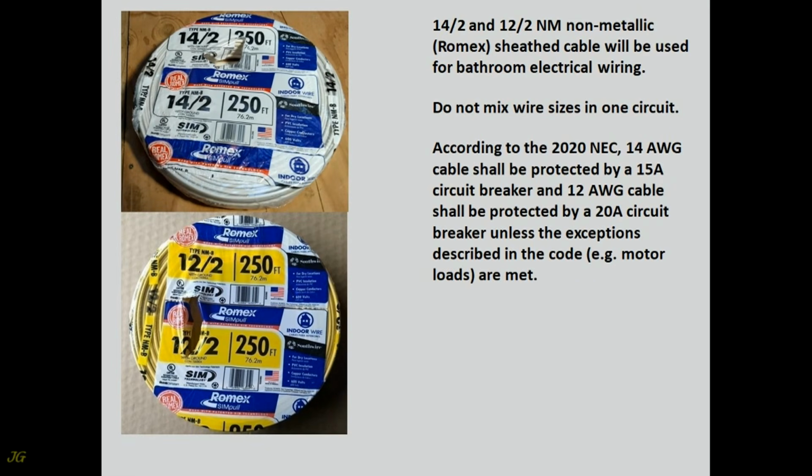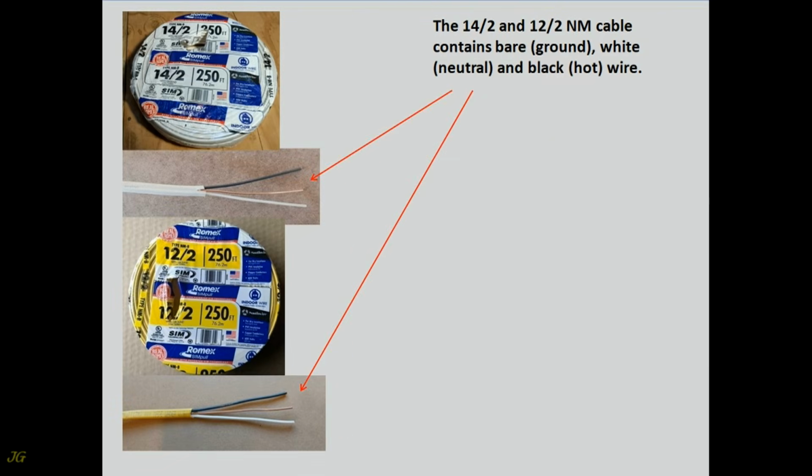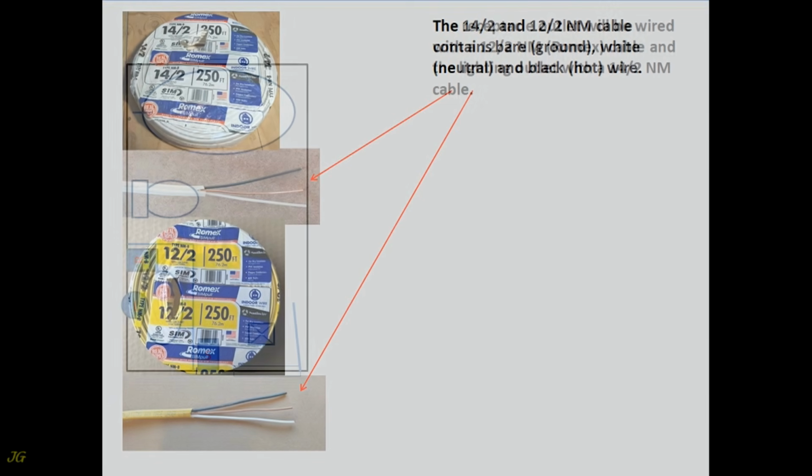According to the 2020 NEC, 14 AWG cable shall be protected by a 15 amp circuit breaker and 12 AWG cable shall be protected by a 20 amp circuit breaker unless the exceptions described in the code, for example motor loads, are met. The 14, 2, and 12, 2, NM cable contains bare, ground, white, neutral, and black, hot wire.